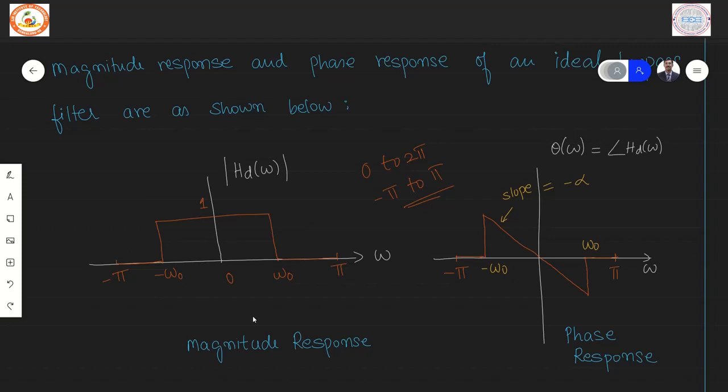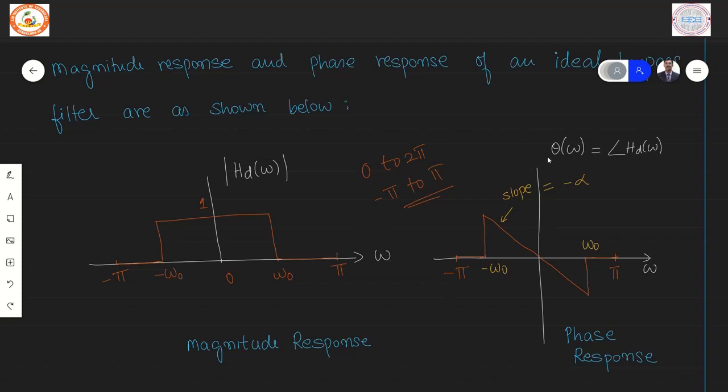So, in the case of digital frequency, it is sufficient to consider the frequency between 0 to 2 pi, because we know it is repetitive with a period equal to 2 pi. Alternatively, you can consider between minus pi to plus pi. The interval is equal to 2 pi here as well.